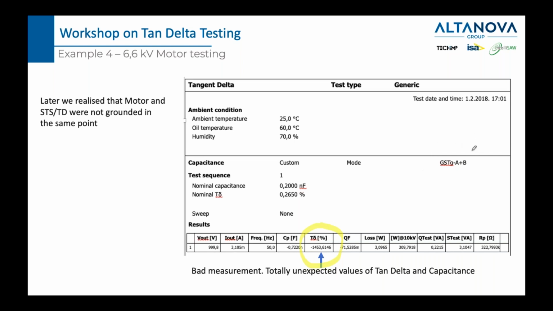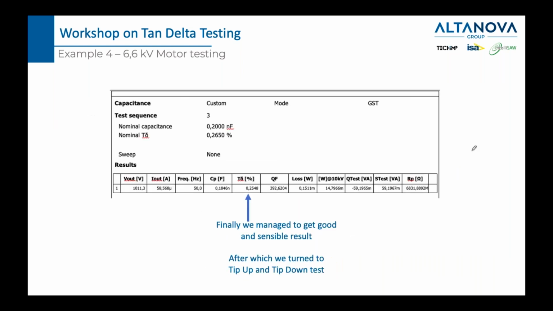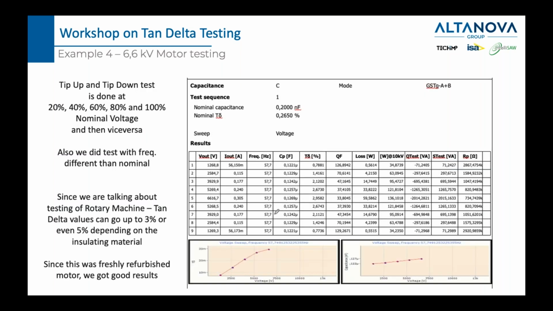This can also be the reason, but we will see that later. So what I realized is that I didn't connect properly, and then I made the proper connection. I did the measurement, and I found out that I have 0.25 as a tan delta, which is a good result. After which, we started doing a tip-up and a tip-down test.